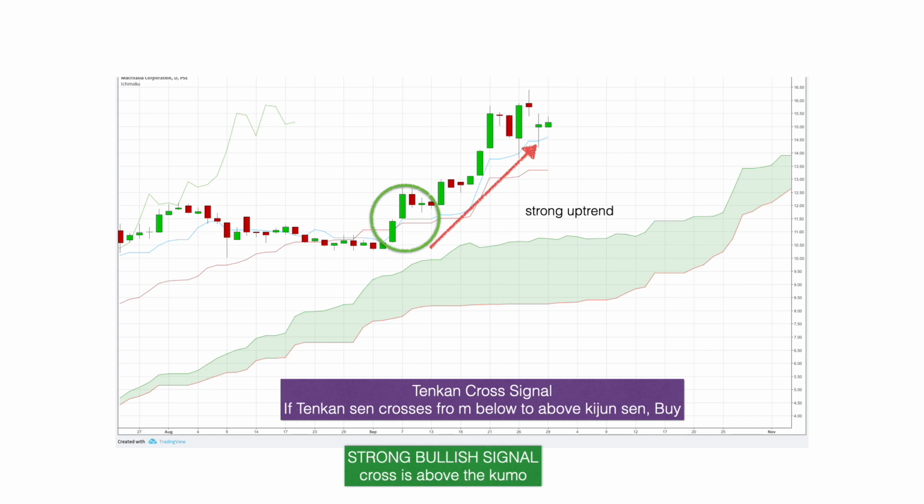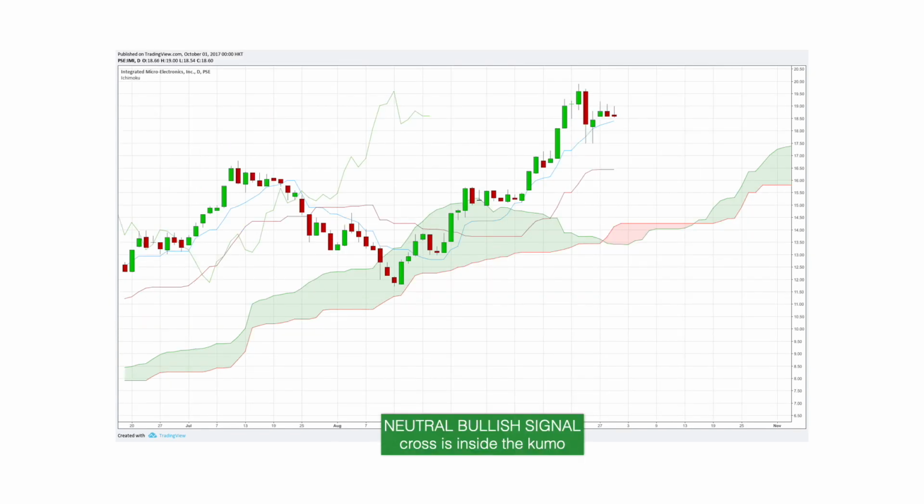A strong bullish signal is produced if the crossover happens above the Kumo. With a strong bullish signal, price is likely to trend up on strong momentum after the crossover. A neutral bullish signal is produced if the signal happens inside the Kumo. This chart shows a crossover inside the Kumo.